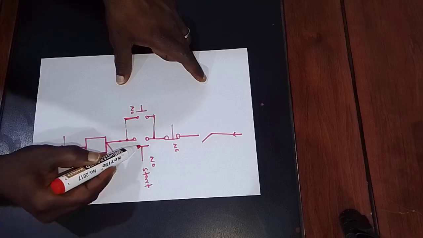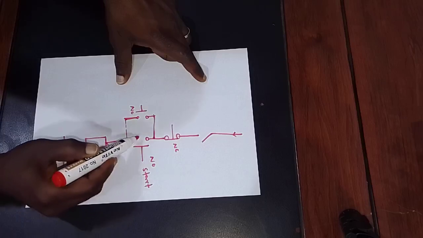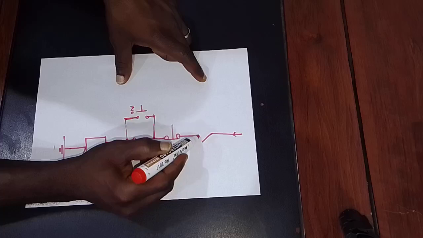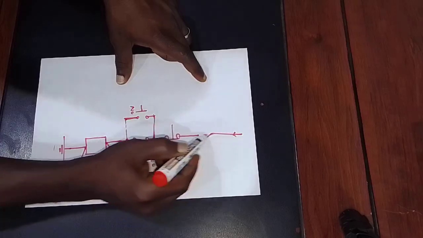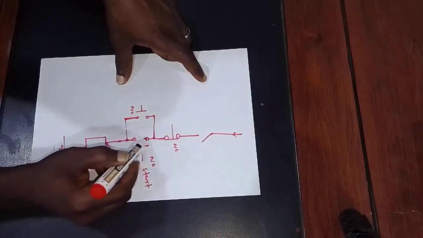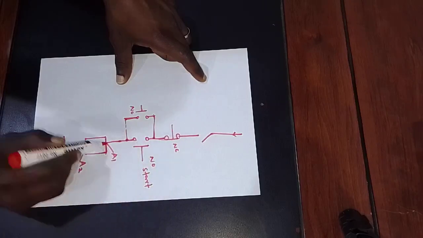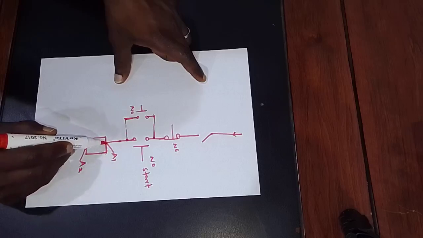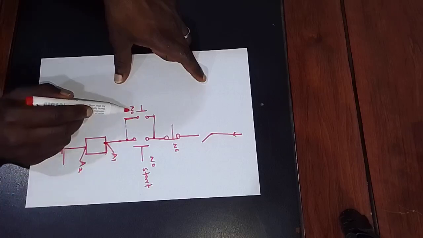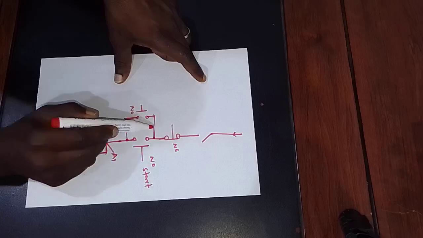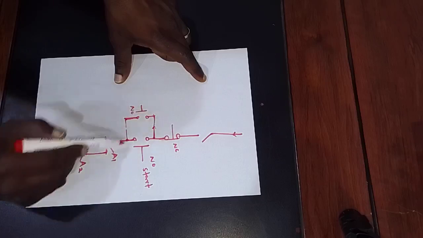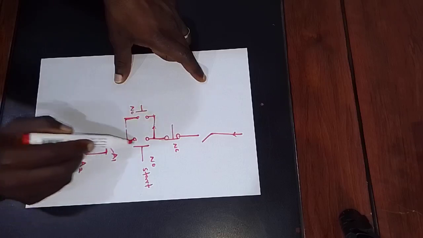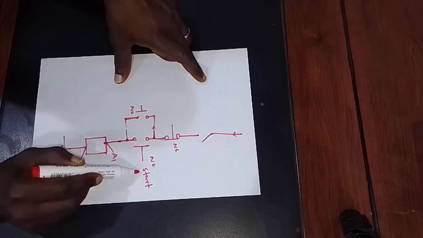So when the start push button is pushed in to make contact, and we all know that the breaker is on already, current flows through this to energize the coil of the contactor. And as soon as the coil of the contactor is energized, the normally open contact of the auxiliary contact also closes, creating another alternative pathway to energize the coil, even when the start push button is open.